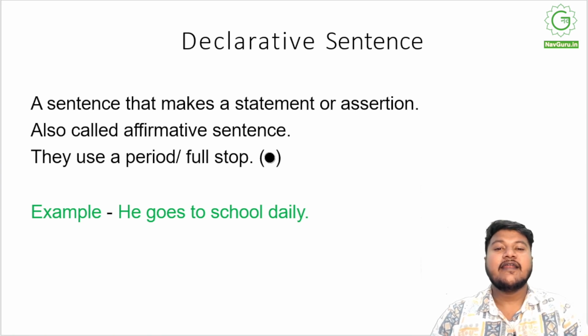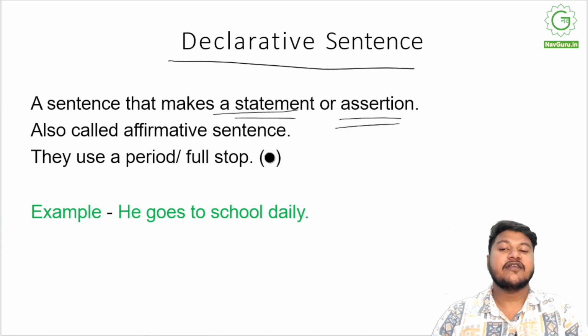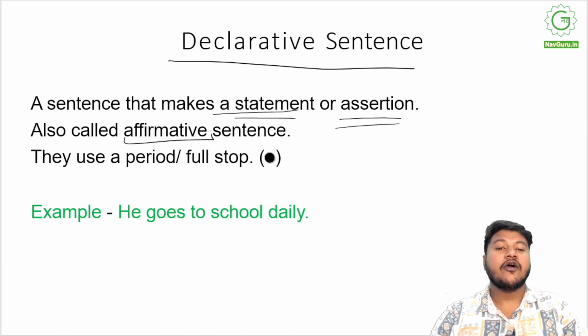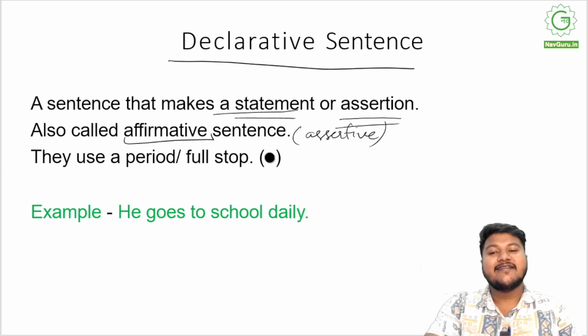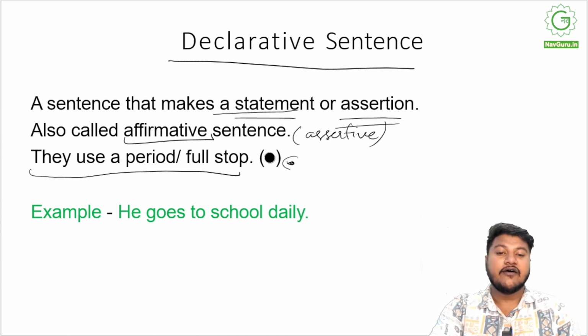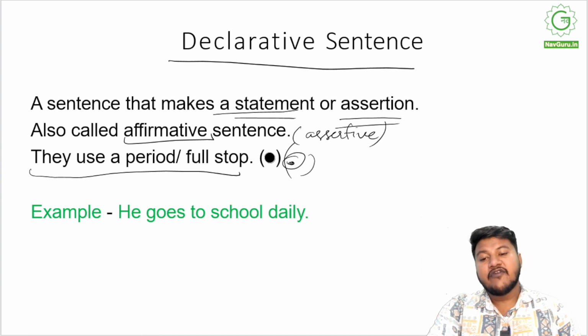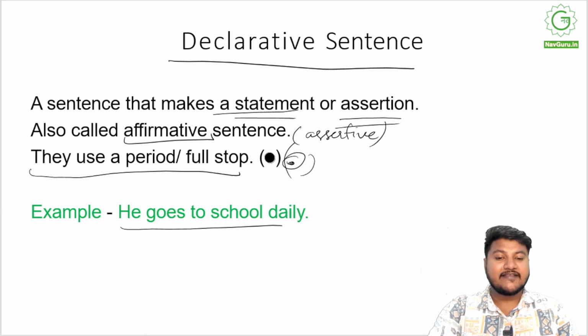First, a declarative sentence: a sentence that makes a statement or assertion. It's also called an affirmative or assertive sentence. All right, something that declares, yeah, I've said this, this is the truth, and this stands as it is. So, to denote these declarative sentences, a period or a full stop is used at the end of the sentence. For example, "He goes to school daily." Now, this is a statement. As simple as that. He said it, we are accepting it, and here it is denoted with a full stop.